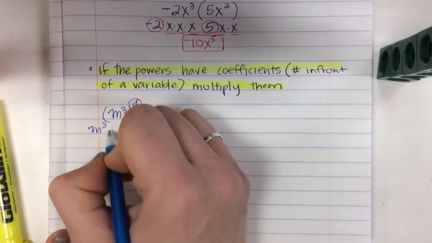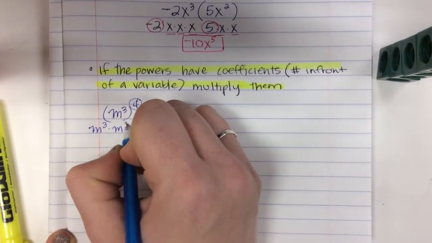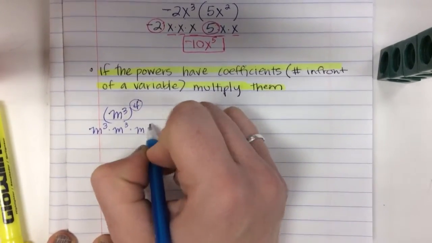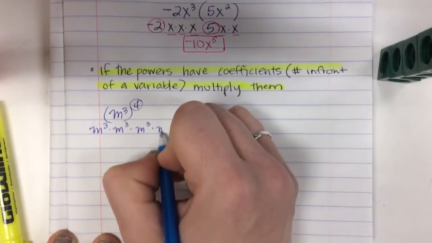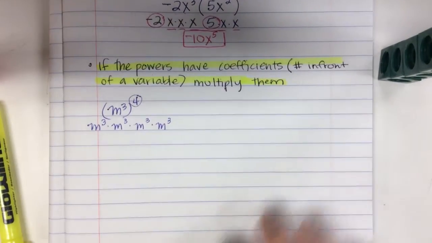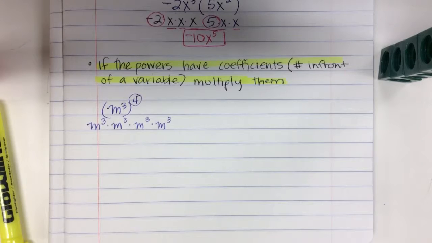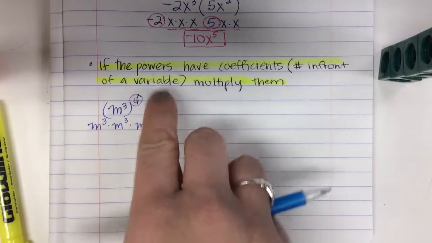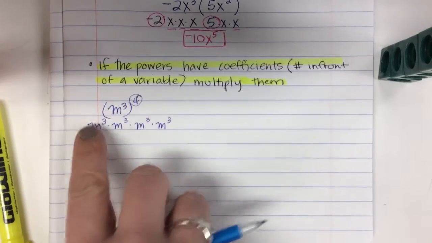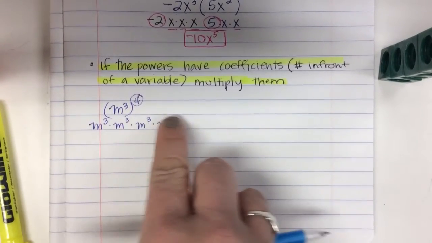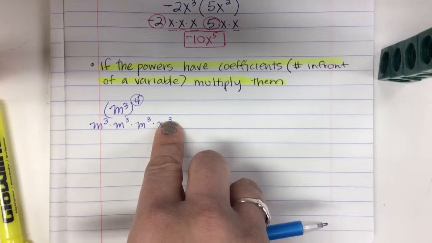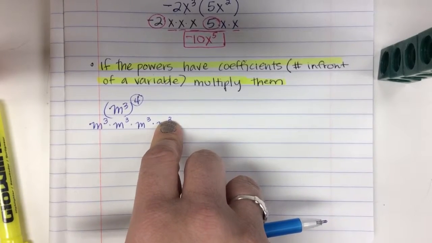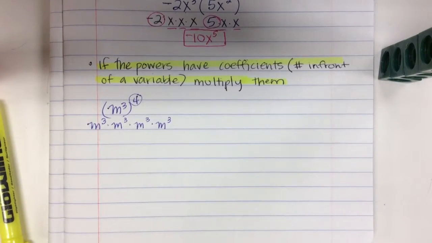M to the third times m to the third times m to the third times m to the third. Is that what it means? Yeah. M to the third to the fourth means I'm going to have 4 of these guys. 1, 2, 3, 4, right? Okay, so let's keep going.